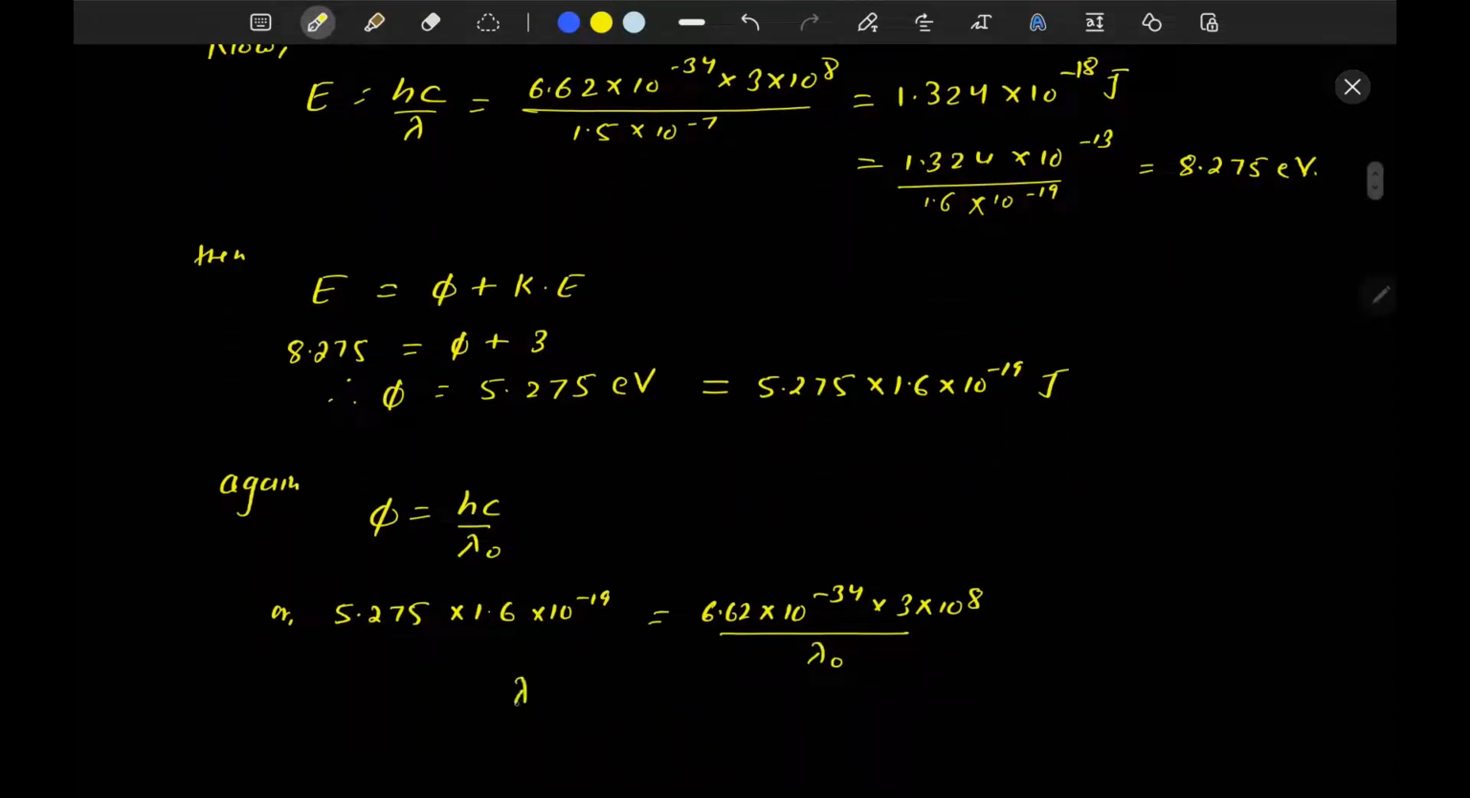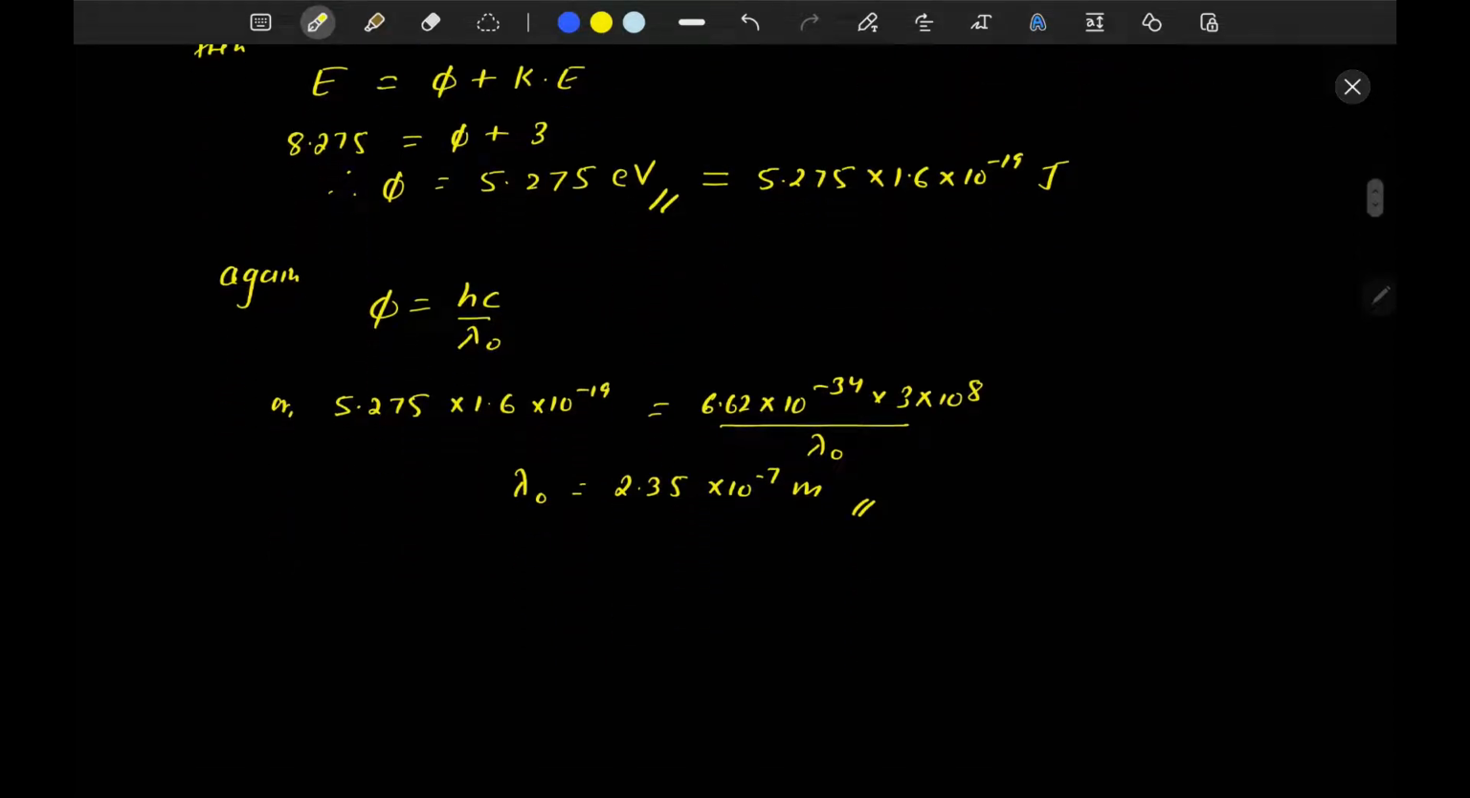Solving this we get lambda naught is equal to 2.35 into 10 power minus 7 meter. This one is the second answer. First answer for the work function, second answer for the threshold wavelength, and last requirement is stopping potential.